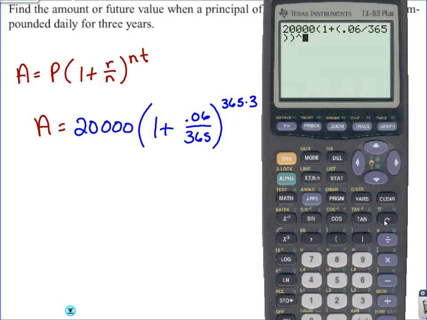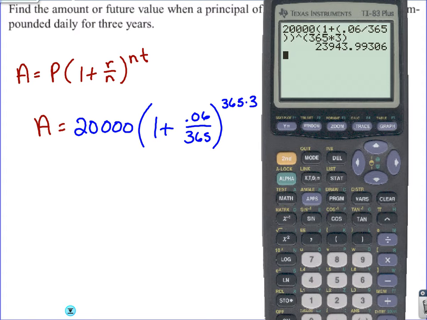Raised to the, now this is important. Put that in parentheses. 365 times 3. Because if you don't, try to think ahead. If you don't, it's going to do exponents first. And if you don't put that in parentheses, it's going to raise it to the 365 power first, and then it's going to multiply the whole thing by 3. The exponent is what's being multiplied by 3.